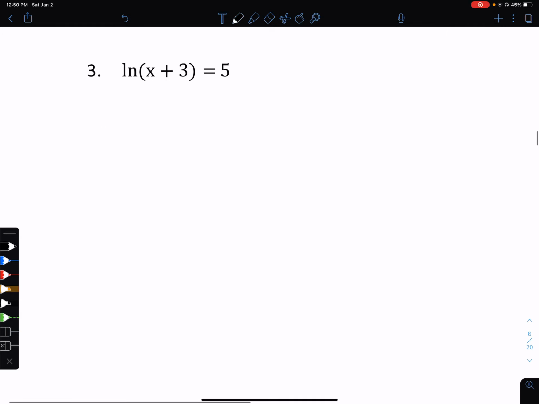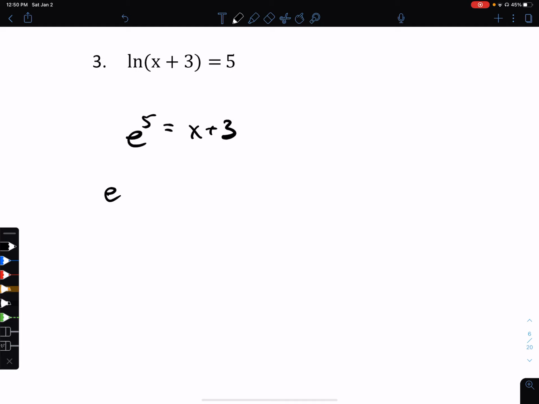Number 3, this is also natural log, so the base is e. E to the exponent equals the argument. Once you get it in exponential form, getting x by itself is easy. We just subtract 3 from both sides.